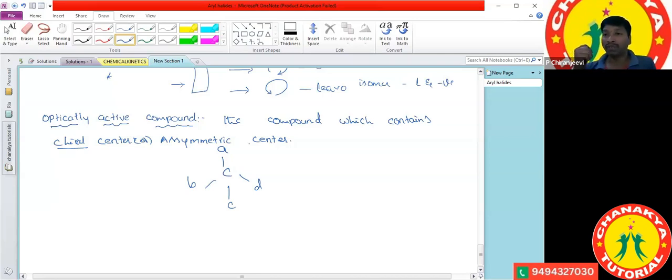Generally, we have four types of symmetry. Based on this, JEE questions are also asked. So how many types of symmetry are there? We have four types: plane of symmetry, axis of symmetry, center of symmetry, and one more, end-to-end symmetry.